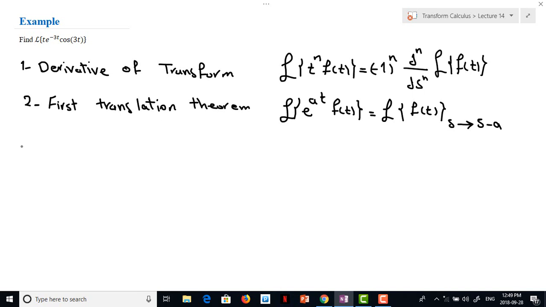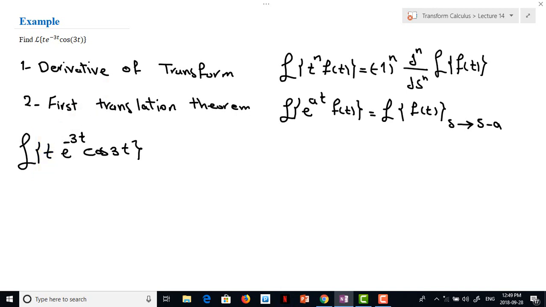We're going to find the Laplace transform of t e to the power of minus 3t cosine 3t. If you want to find the Laplace transform of any function and you have t to the power of 2, t to the power of 3, and so on, you have to use derivative of transform.